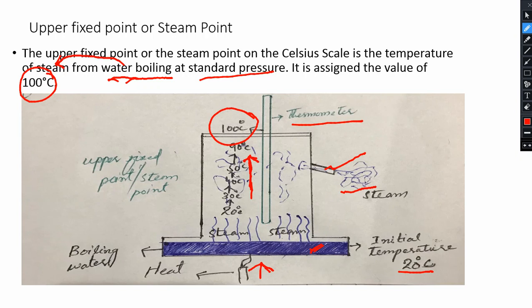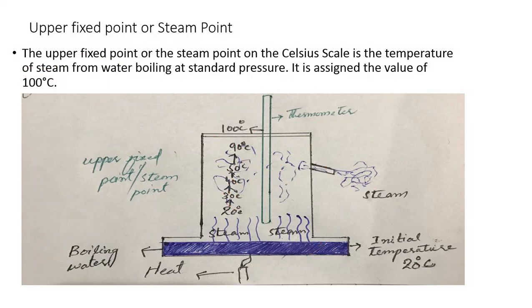and that's why it is called the steam point. Now the standard pressure would be in this closed container, whatever the air in this closed container was, it produced pressure, and we will call that the standard pressure. That's why it has been assigned the value of 100 degrees Celsius. I hope you have understood this upper and lower fixed point.